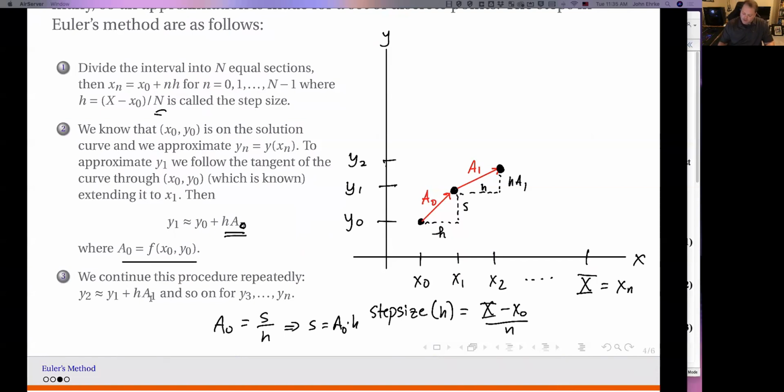And if my goal is to get all the way out to here, you can see how we'll just continue this. I'll get the next slope. And this distance here will be h a2. And we'll just continue on until we get to the end. Now we're going to do an example of this together. The resulting curve that's drawn, this curve is called the Euler polygon.